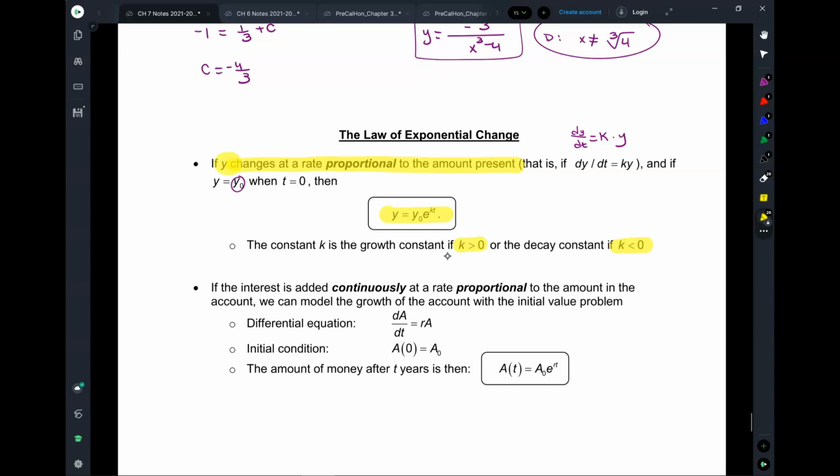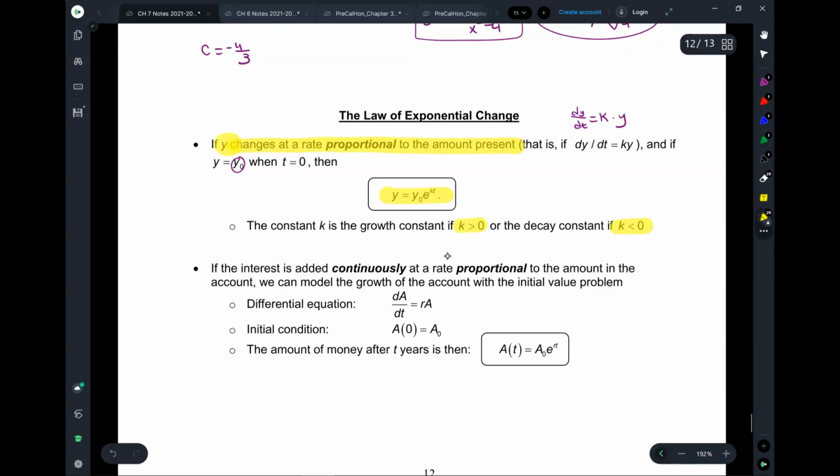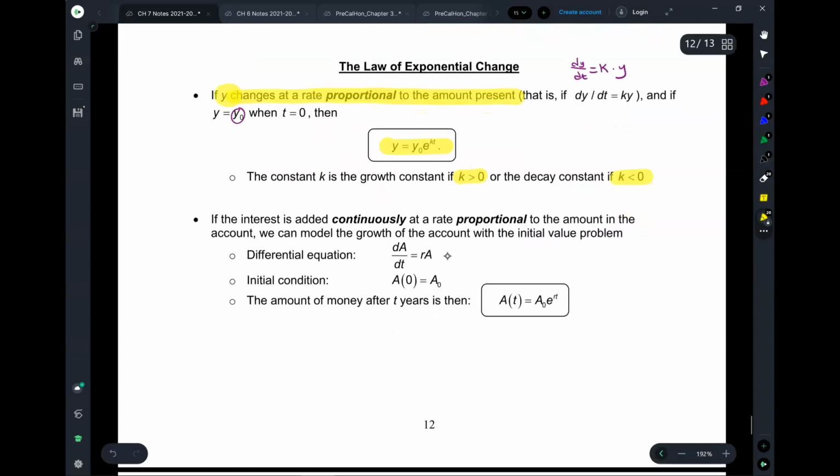Now, bankers have taken that formula, which is just a solution to a differential equation, and they have modified it to their own terminology. So we get A equals P e to the rt, which means interest is added continuously at a rate proportional to the amount in the account.